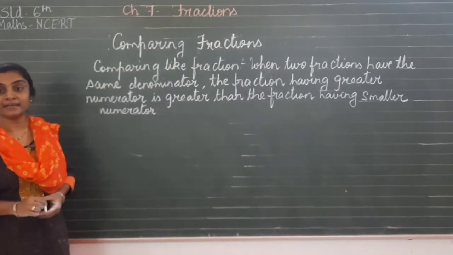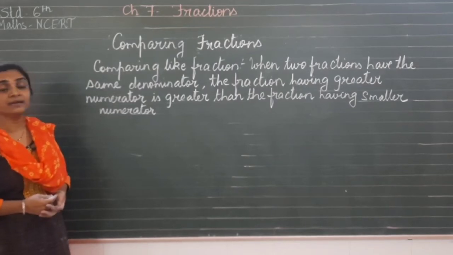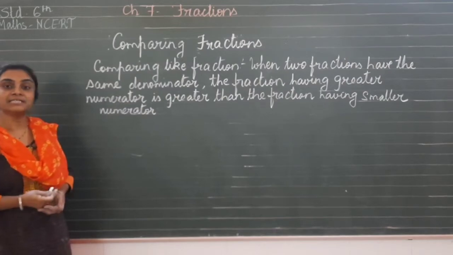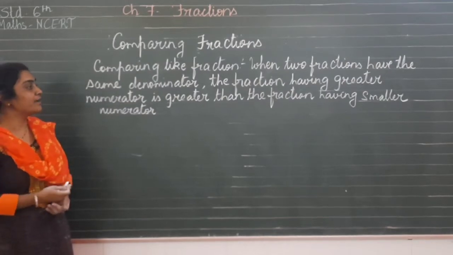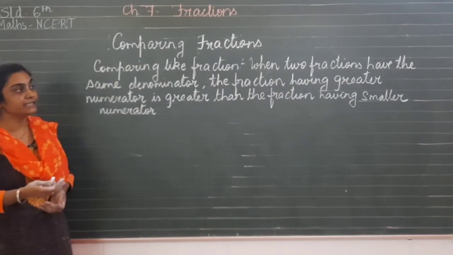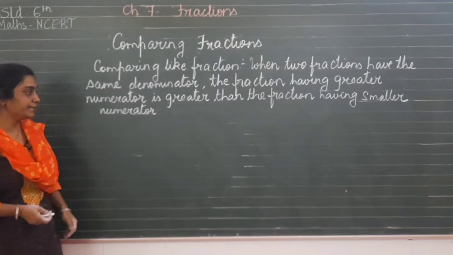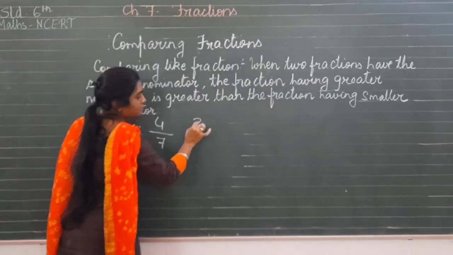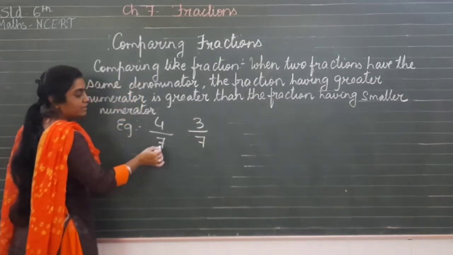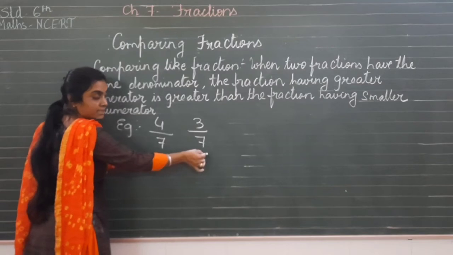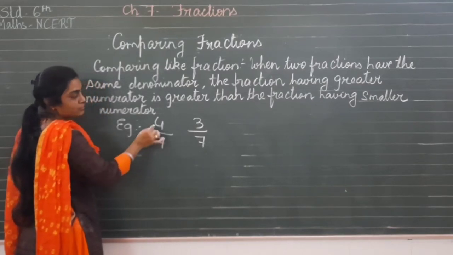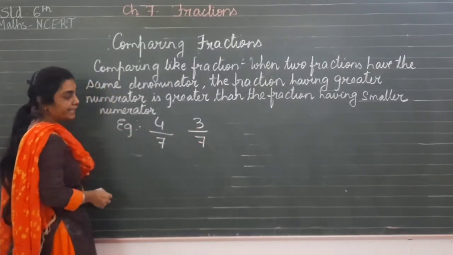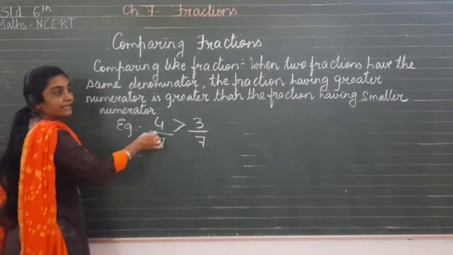Now let us see comparing the fractions one by one. First we will compare like fractions. When two fractions have the same denominator, we know they are like fractions. The fraction having the greater numerator is greater than the fraction having the smaller numerator. Let us have a look at an example: 4 upon 7, 3 upon 7. Here the denominators are the same, it is a like fraction. So we will compare 4 and 3, that is the numerators. The fraction with the greater numerator is the greater fraction.